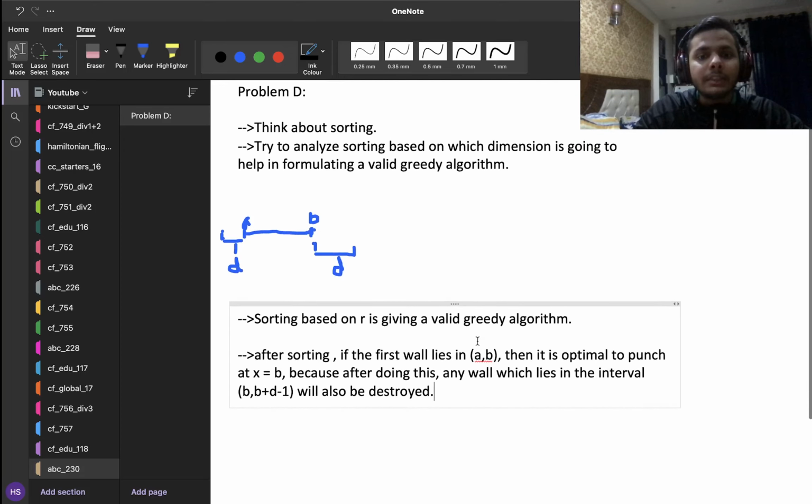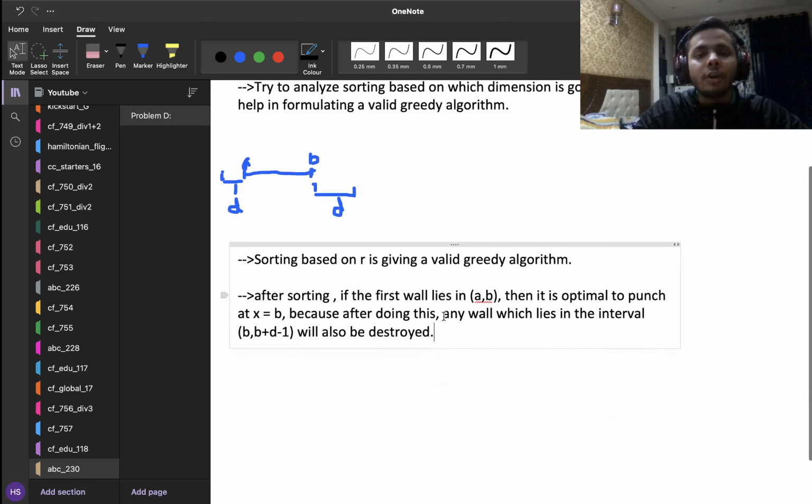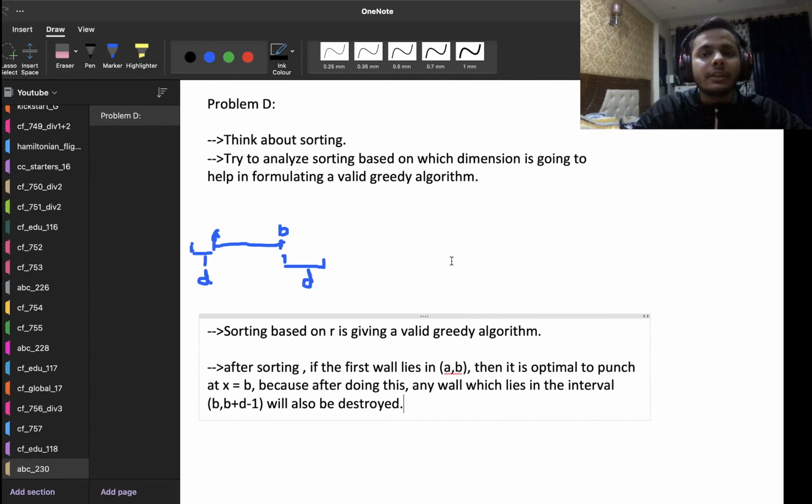So yeah, this completes the solution. You just keep doing this. If you find a wall which is in the region from b to b plus d minus 1, you skip it. Otherwise, you hit at the end of that wall and you just keep repeating the process. So let's just have a look at the code now.